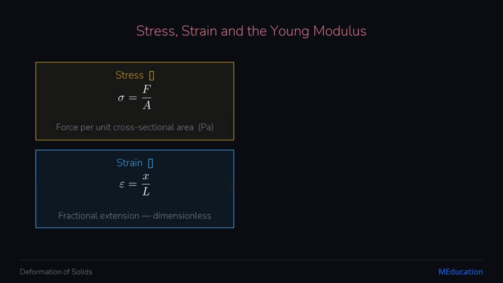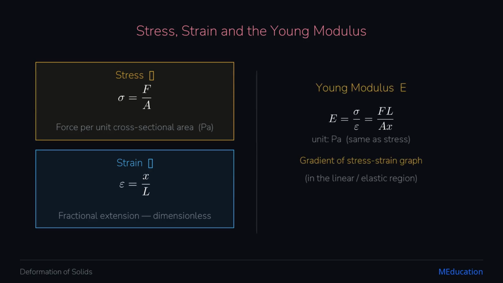Stress is the force per unit cross-sectional area. Sigma equals F over A, measured in pascals. Strain is the fractional extension. Epsilon equals x over L, a dimensionless ratio. The Young modulus E is stress divided by strain. It describes how stiff a material is, independent of its dimensions.